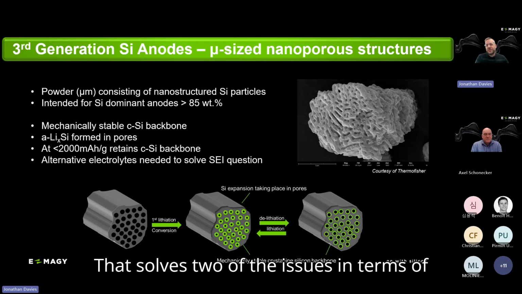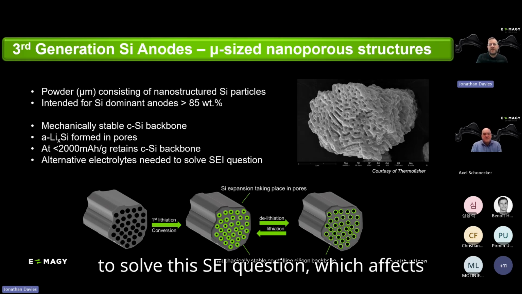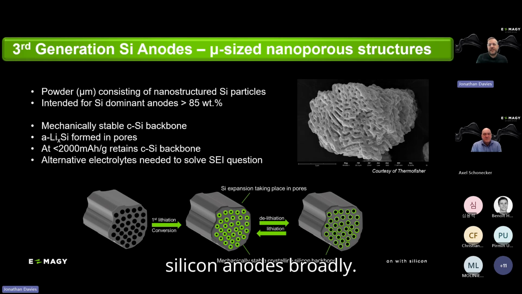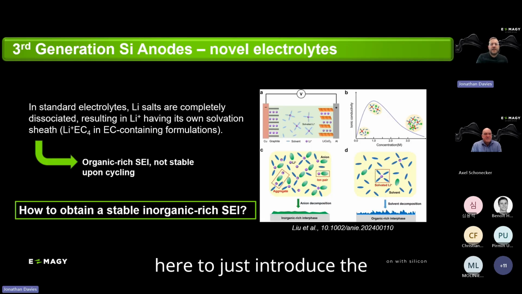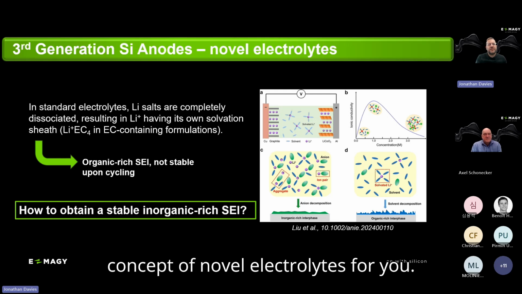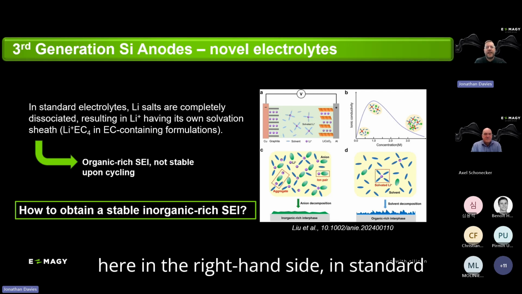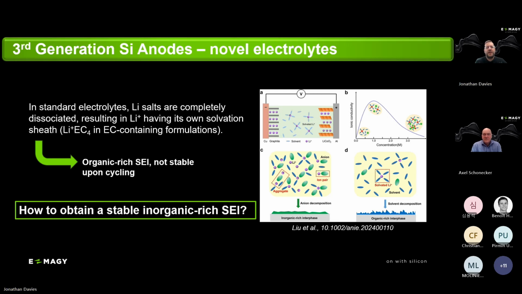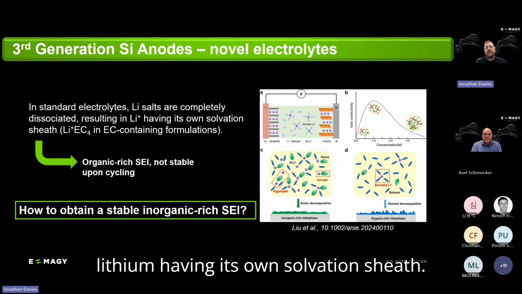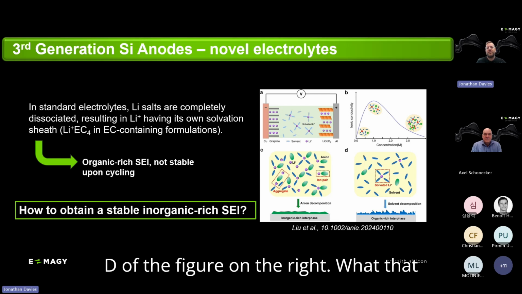That solves two of the issues in terms of the expansion, but there's still the SEI question, and alternative electrolytes are being developed in order to solve this SEI question, which affects silicon anodes broadly. So I've just included a couple of slides here to just introduce the concept of novel electrolytes for use with silicon. Now you can see here in the right-hand side, in standard electrolytes, lithium salts are completely dissociated, leading to lithium having its own solvation sheath. So you can see here in part D of the figure on the right.